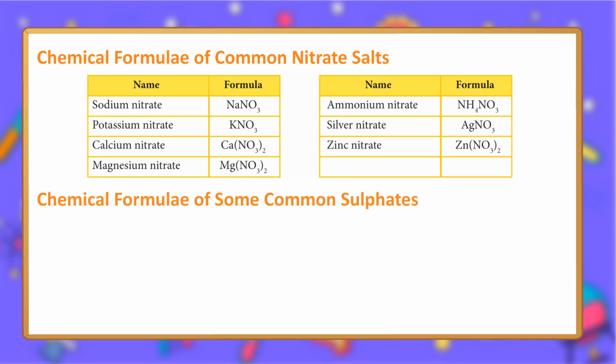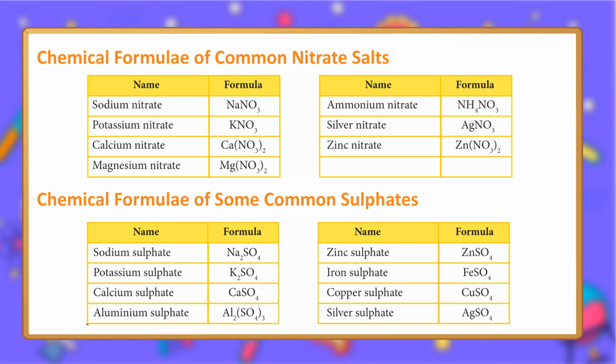Chemical formulae of some common sulfates. Name, formula. Sodium sulfate, Na2SO4. Potassium sulfate, K2SO4. Calcium sulfate, CaSO4. Aluminium sulfate, Al2(SO4)3. Zinc sulfate, ZnSO4. Iron sulfate, FeSO4. Copper sulfate, CuSO4. Silver sulfate, Ag2SO4.